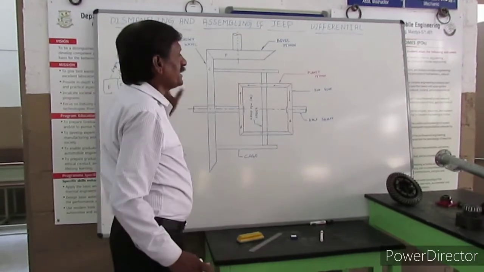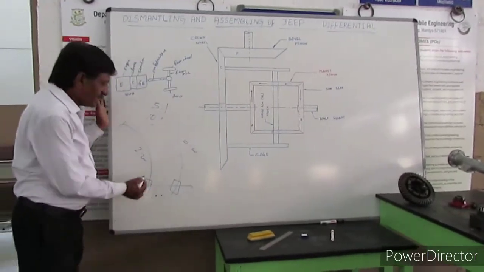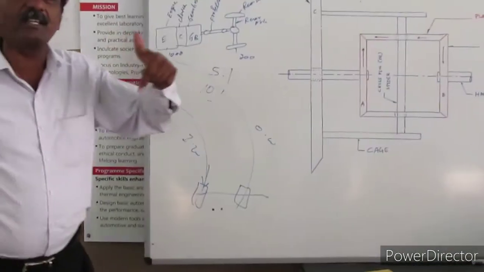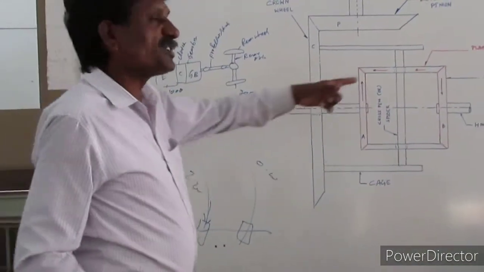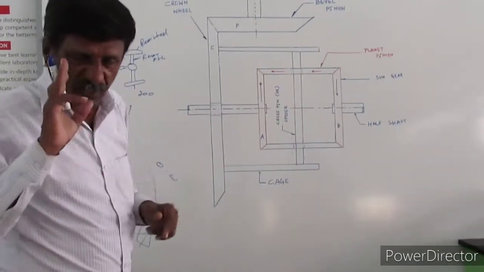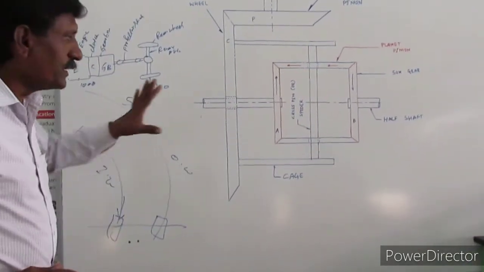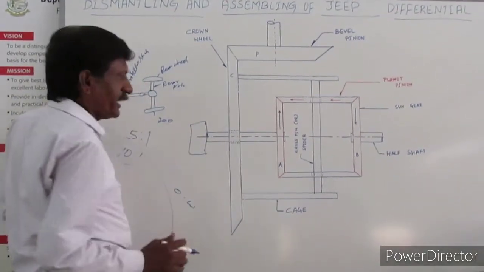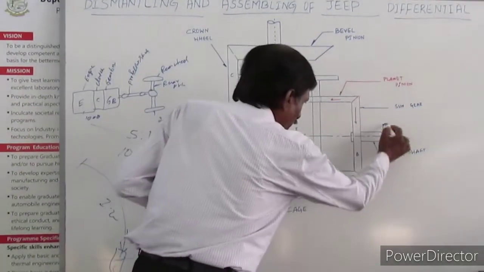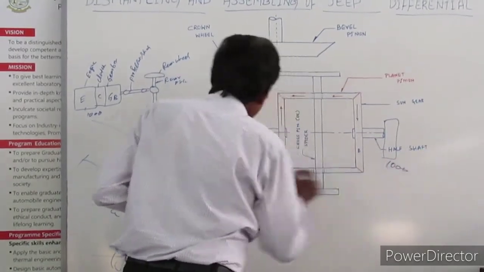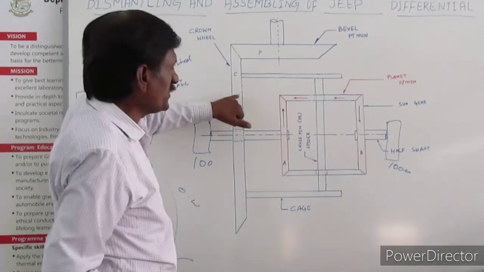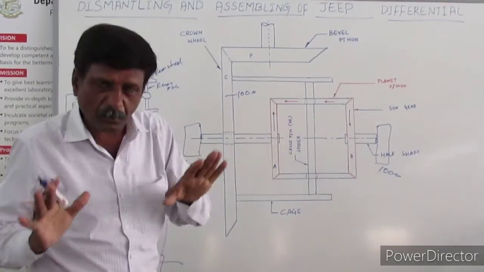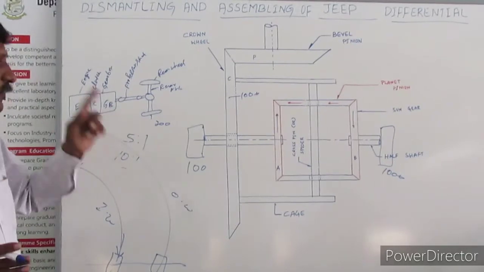But whenever the vehicle is taking a turn, the resistance offered to the inner wheel is more, so the speed of the inner wheel is gradually reduced, and at the same time the outer wheel speed has to be increased. For example, when the vehicle is moving in a straight line, both the wheels are running at 1000 RPM. That is, the crown wheel speed is 1000 RPM.